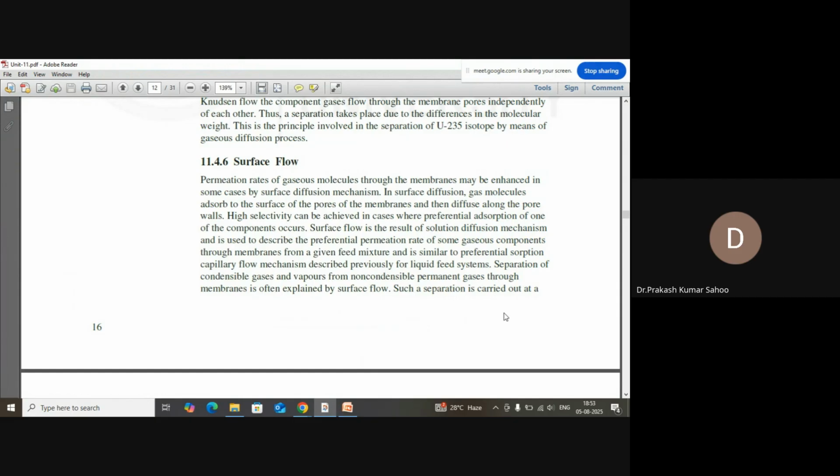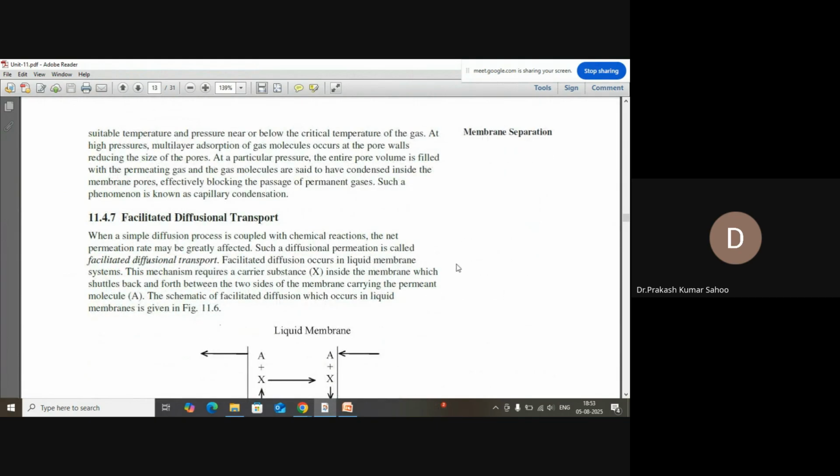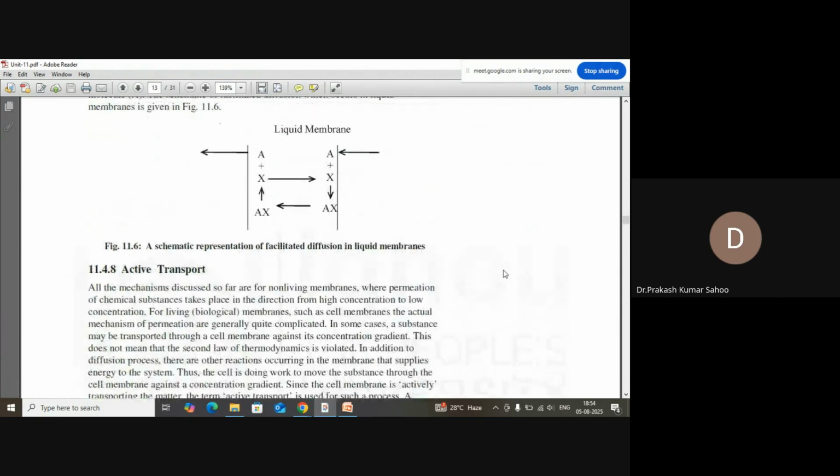In surface diffusion, gas molecules adsorb to the surface of the pore of the membrane and then diffuse along the pore walls. Then there is facilitated diffusional transport. When a simple diffusion process is coupled with a chemical reaction, the net permeation rate may be greatly affected. Such a diffusional permeation is called facilitated diffusional transport.